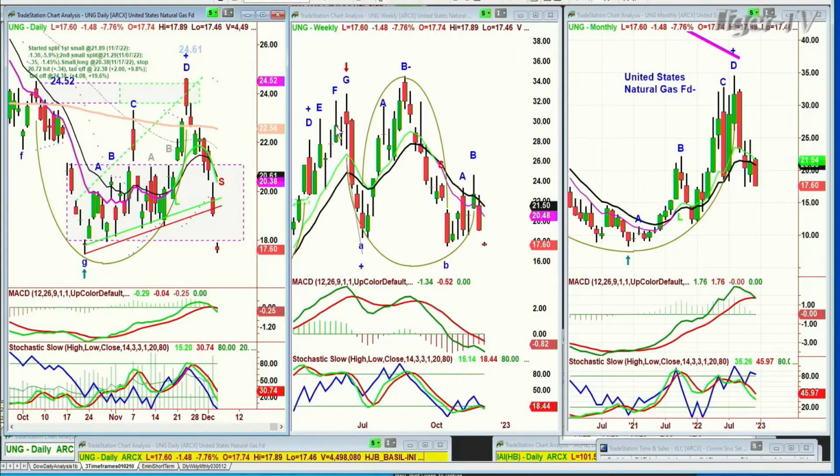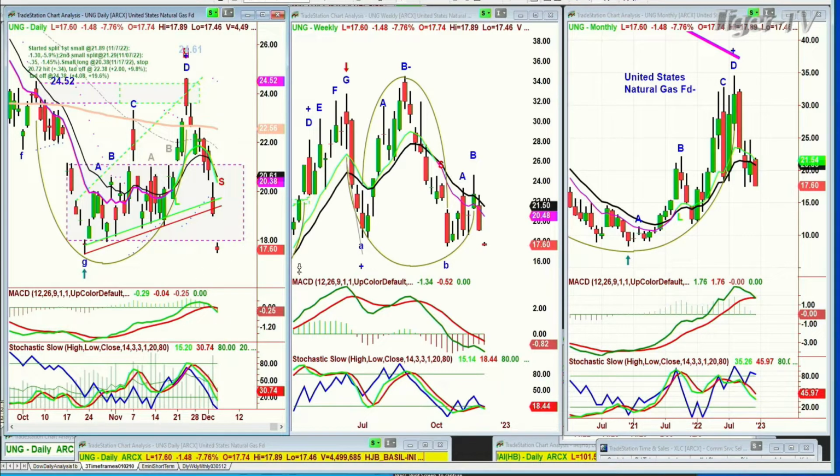Someone else said congratulations on picking that leg D. There it is. This is what we were talking about, going to a leg D. That huge leg D going to 24.61 in the UNG, United States Natural Gas Fund, where you took really nice profits on a small position, and then you got out of it completely with a profit, and now it's down to the 17.60 area.